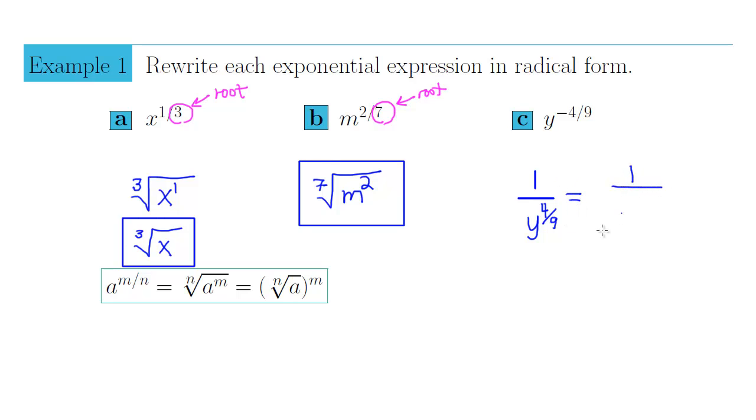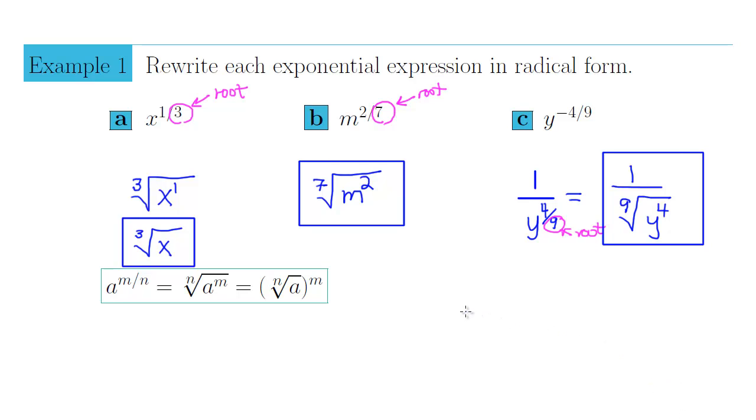That's 1 over, and using our definition, the number in the bottom, remember, is our root. The top number becomes our power. So this rewrites as 1 over, and remember, the bottom number is the 9th root, so this is the 9th root of y raised to the 4th power. So y raised to the negative 4/9 is equivalent to 1 over the 9th root of y to the 4th power.